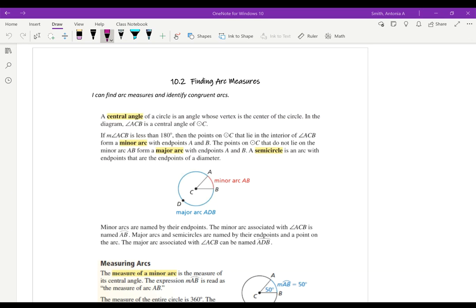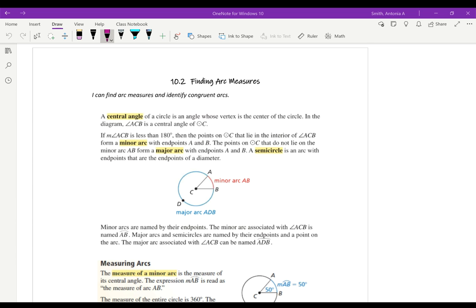All right, guys. So 10.1 was talking about chords, secants, and tangents, but now we're going to move on to talking about arcs. So these are more of those vocabulary words from that circle vocabulary page in your notebooks. Okay, so we're going to be talking about major arcs and minor arcs and semicircles, as well as central angles. Okay, so this first page is a little bit of reading, so I'm going to explain as I read.